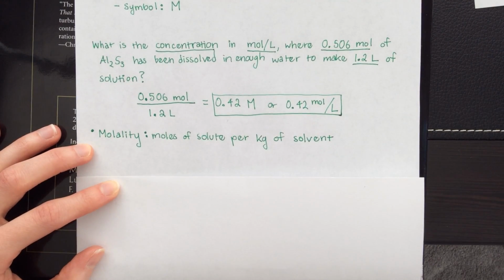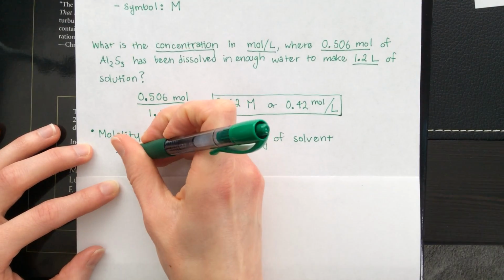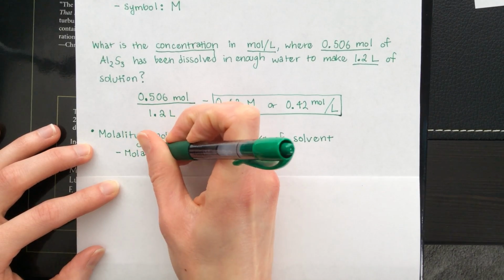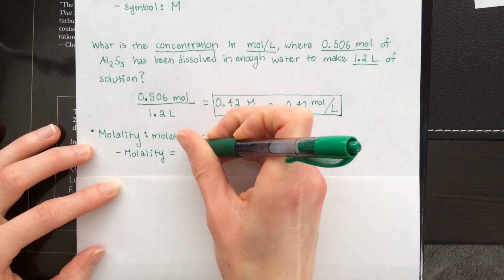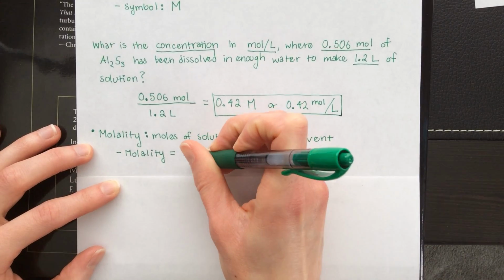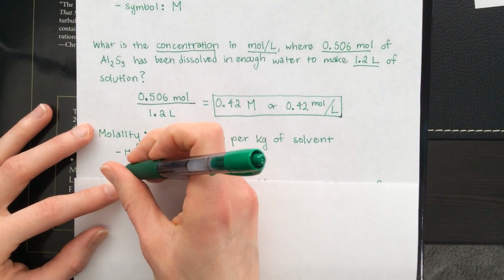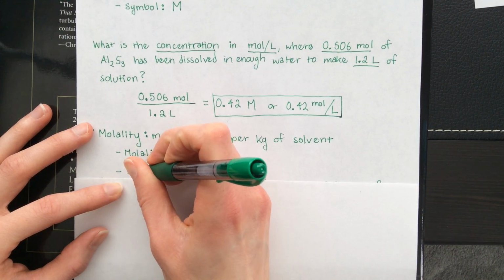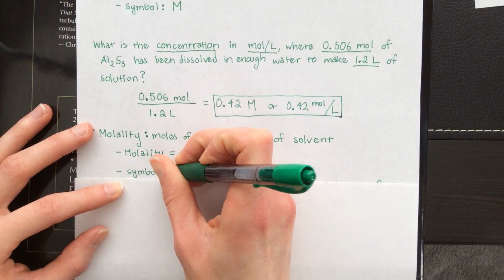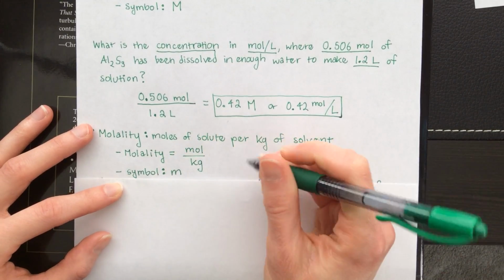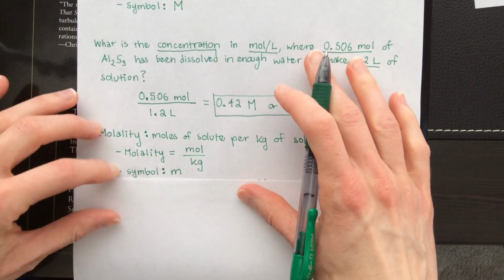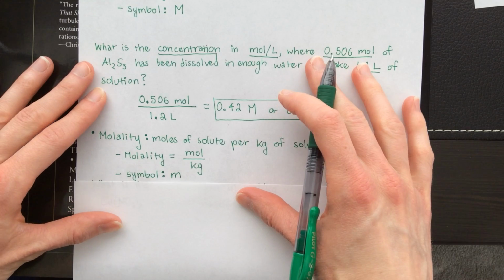So instead of dividing moles over liters, to find molality, you're going to need to divide moles over kilograms. And we do have a symbol for molality, and it is a lowercase m. So that's the difference between molarity and molality. We've got an uppercase M and a lowercase m.